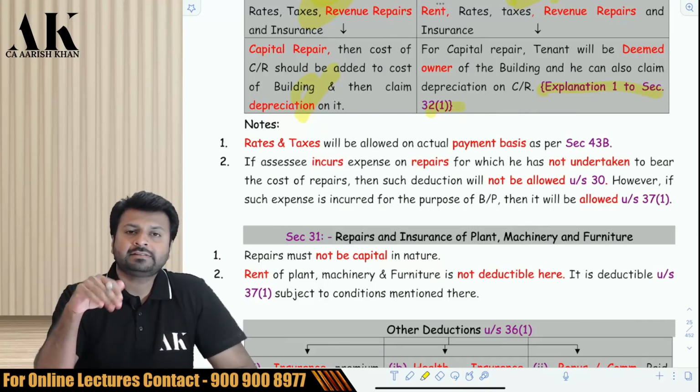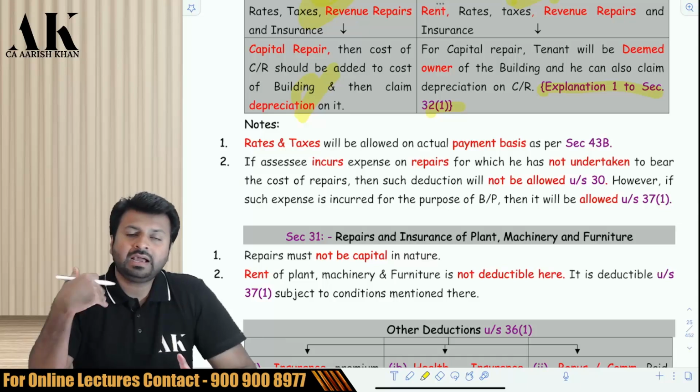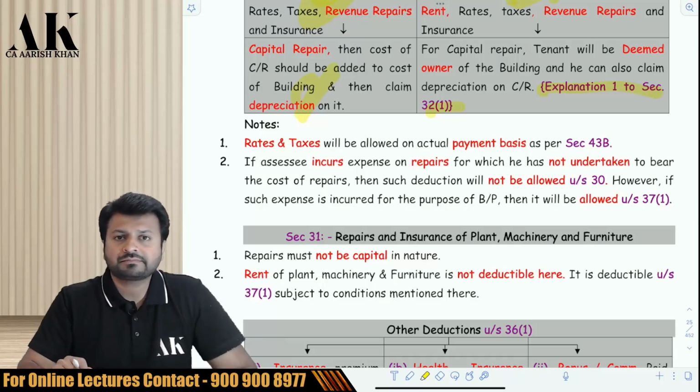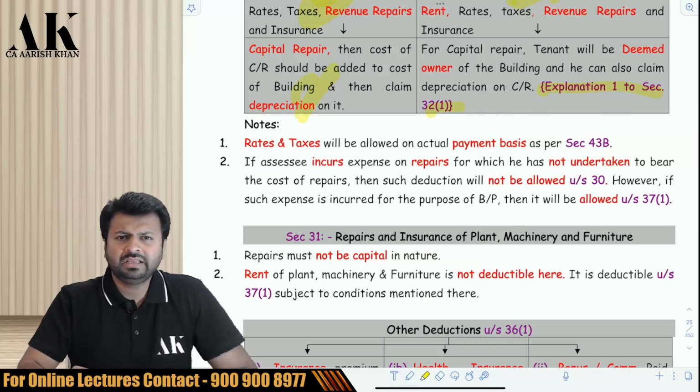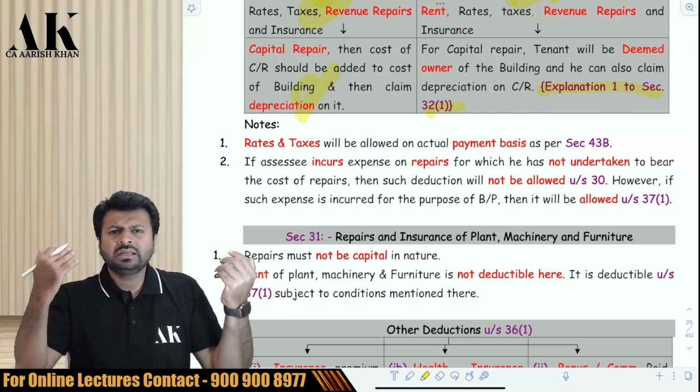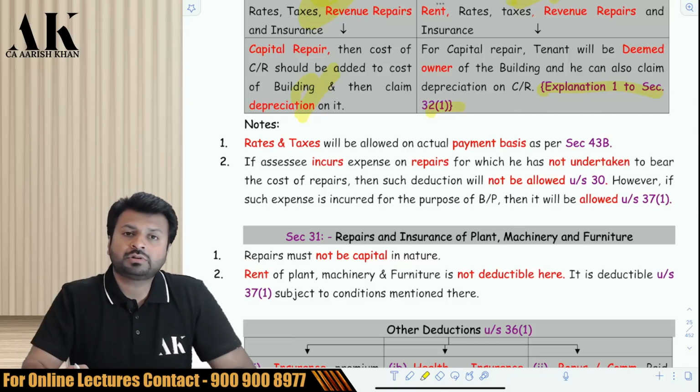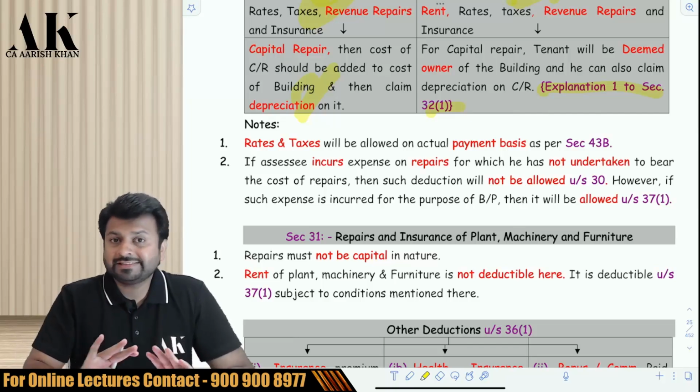And in the agreement, it is written that if there is any repair to be done, I am not going to do the repairs. Tenant has written that I am not going to undertake any repairs. If there is any damage to the property, it is written in the agreement that tenant is not responsible. So now, this is the clause which is there in the agreement.